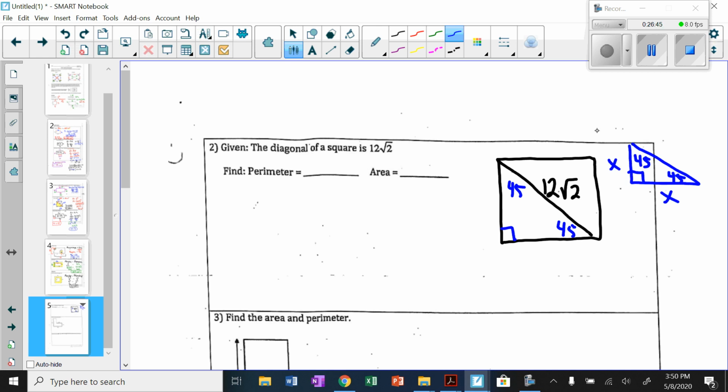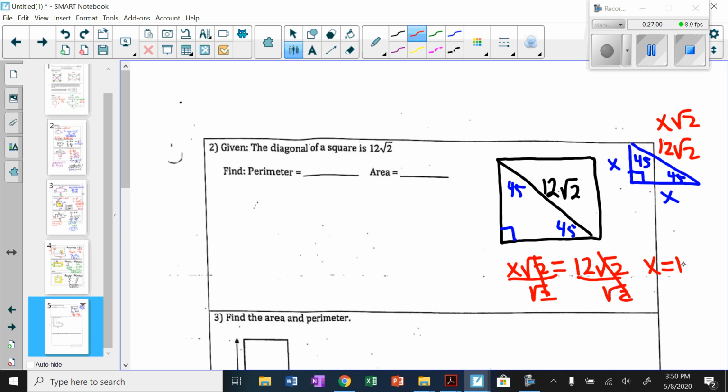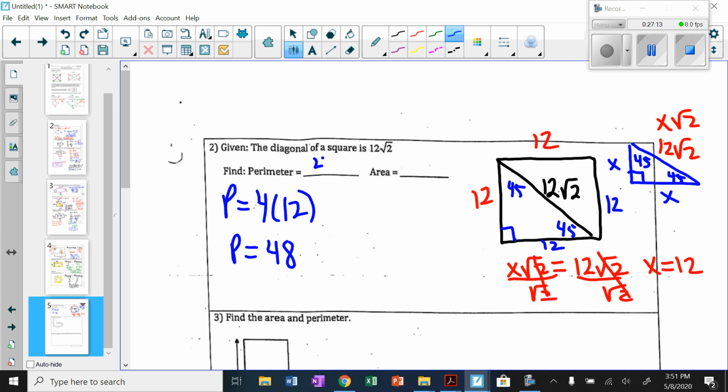Opposite the 45s are x. Opposite the 90 is x root 2. So our equation is going to be x root 2 is equal to 12 root 2. Divide by root 2, x will equal 12. So what does that mean? That means every side has a length of 12. So the perimeter is going to be 4 times 12, so the perimeter is 48. And the area is going to be 12 squared, which is 144 units squared.